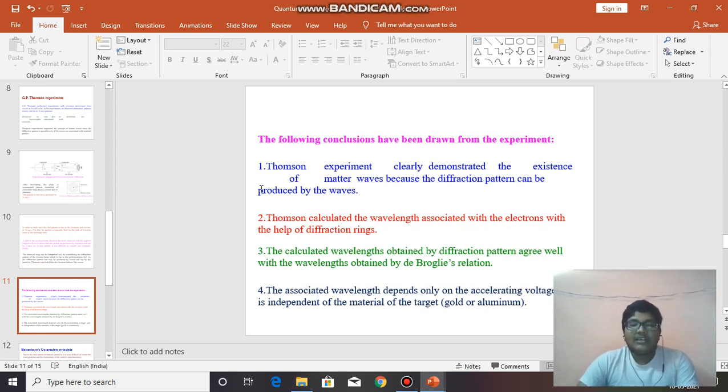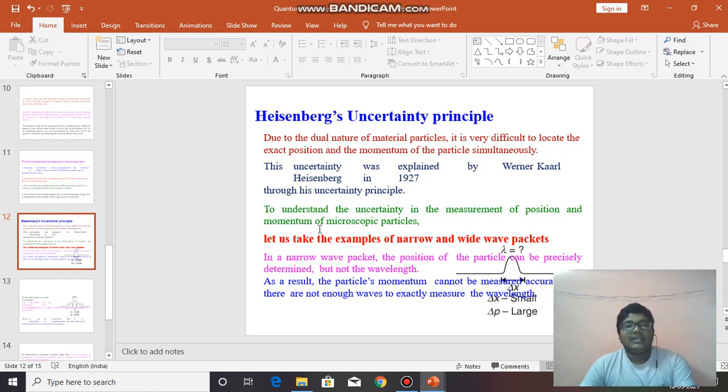The following conclusions have been drawn from the experiment. Thomson's experiment clearly demonstrated the existence of matter waves, because a diffraction pattern can be produced only by waves. Thomson calculated the wavelength associated with the electrons with the help of the diffraction rings. The wavelengths calculated from the diffraction pattern agree well with the wavelengths obtained from de Broglie's relation. The associated wavelength depends only on the accelerating voltage and is independent of the target material.